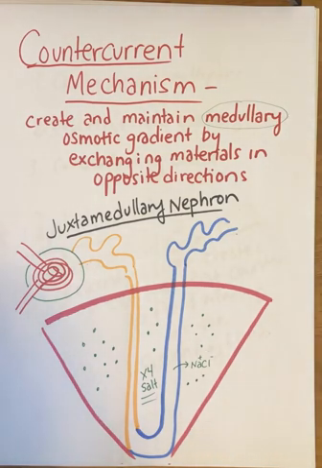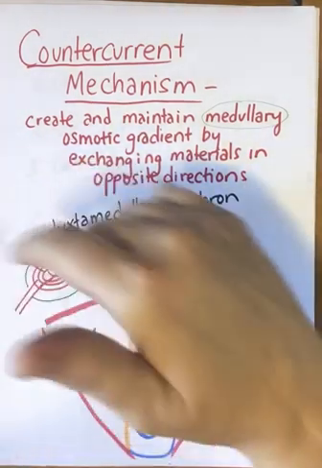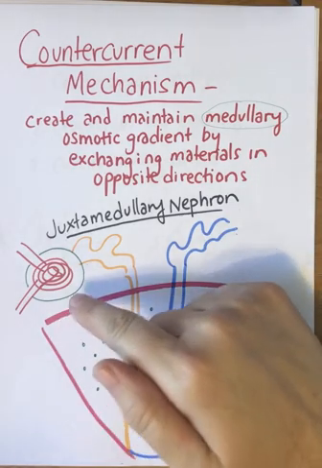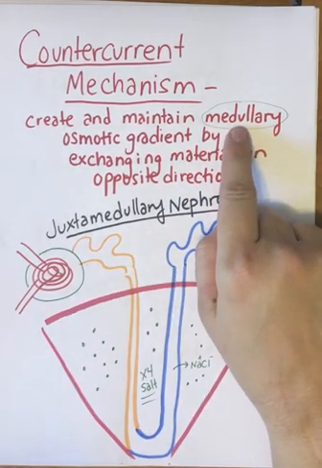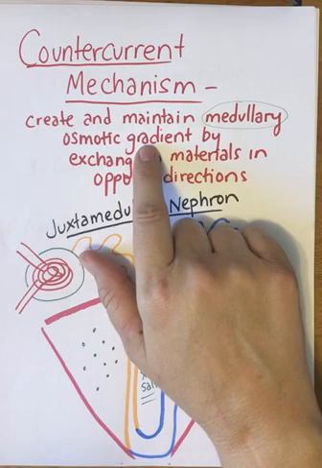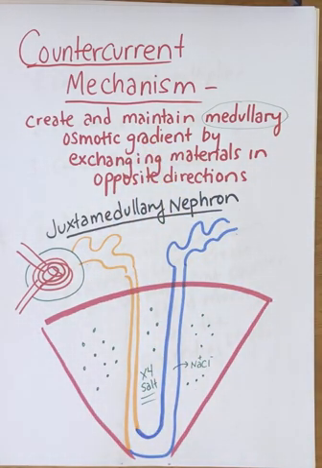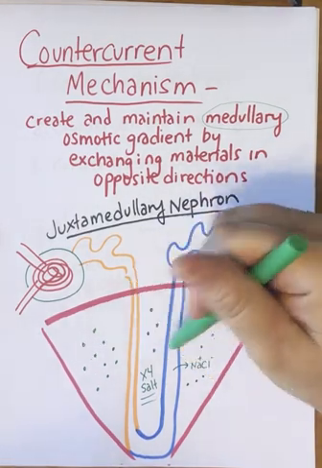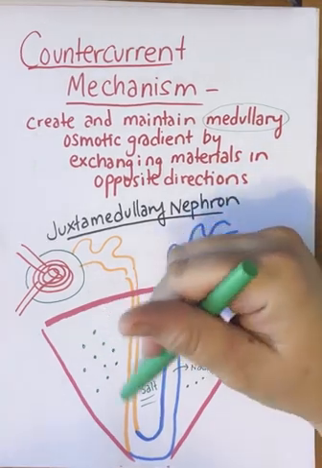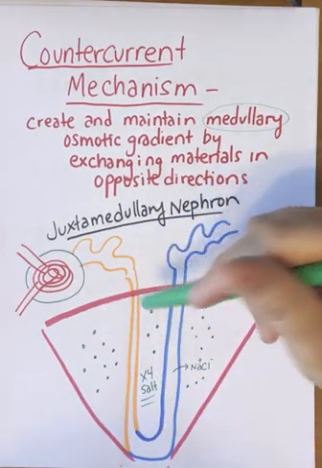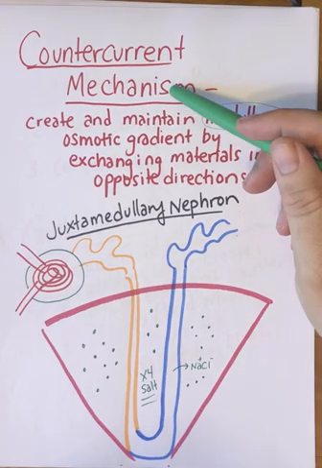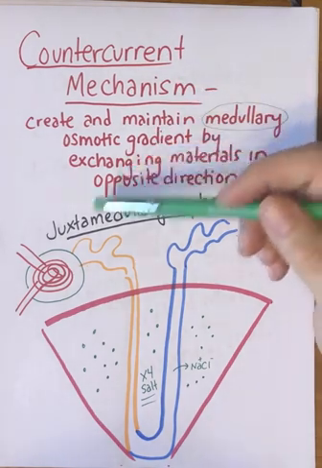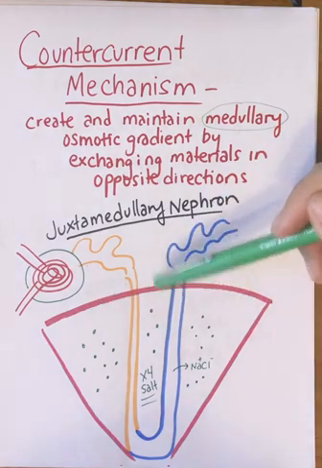So when we talk about the countercurrent mechanism, it is basically how the renal medulla creates and maintains a medullary osmotic gradient. When we use the word osmotic gradient, we mean that we are getting a different amount of salt concentration in the medulla space versus in the nephron loop. That's what a countercurrent mechanism involves. We're exchanging materials in the opposite direction.